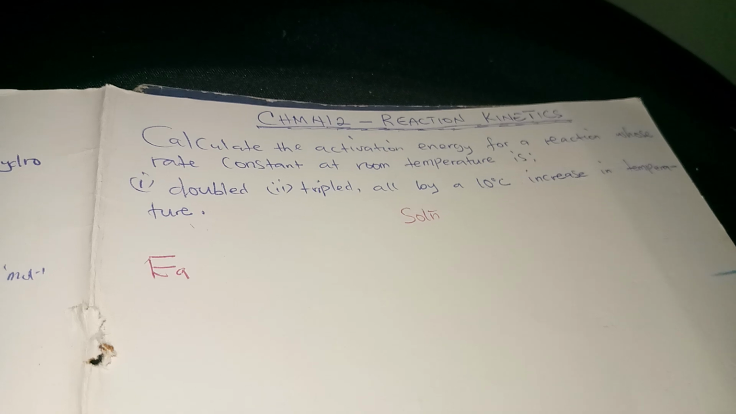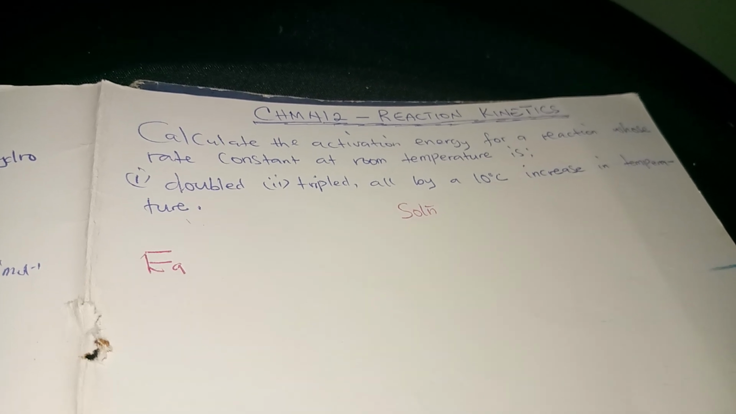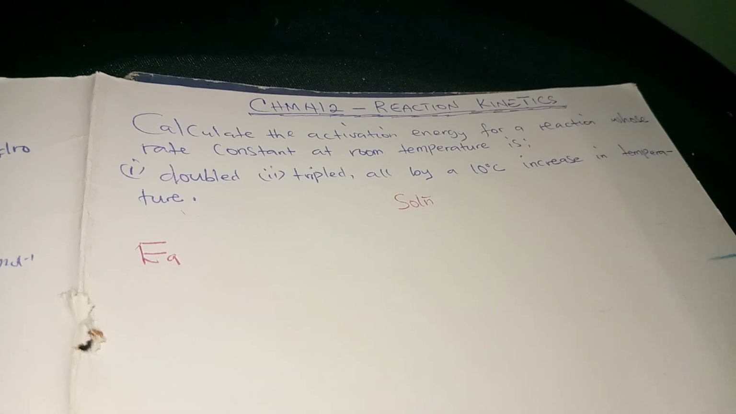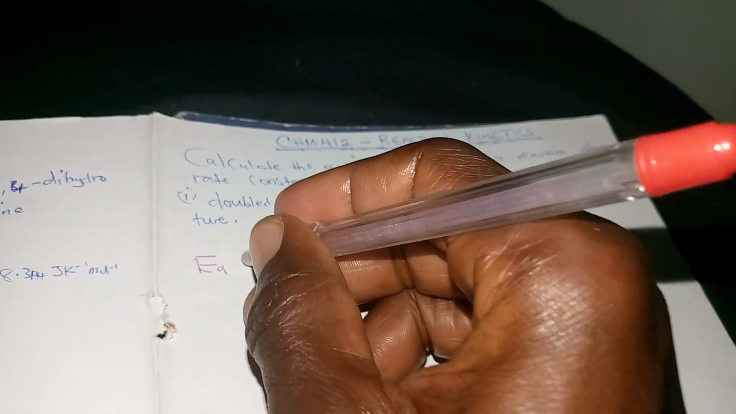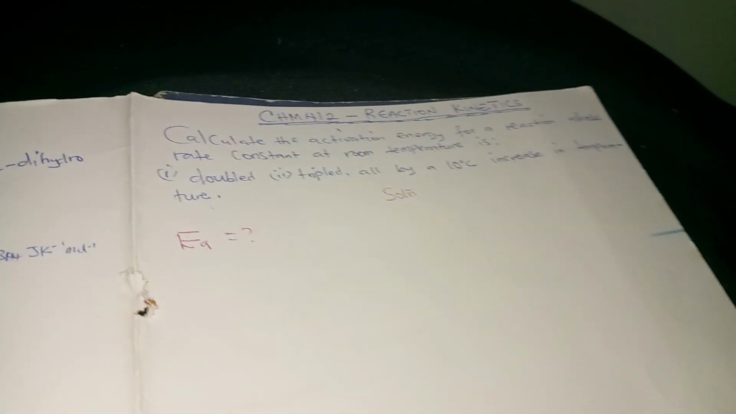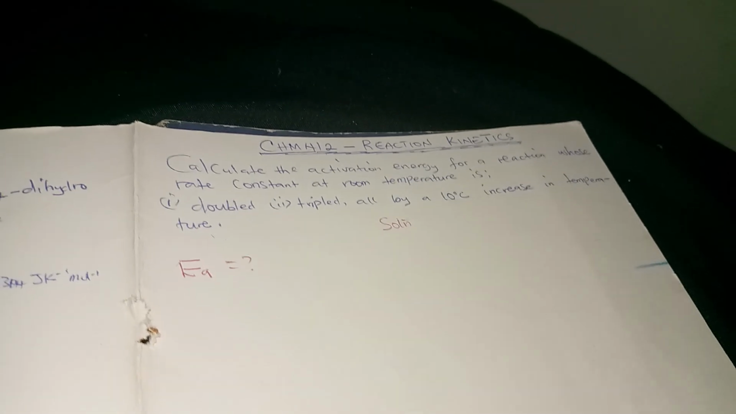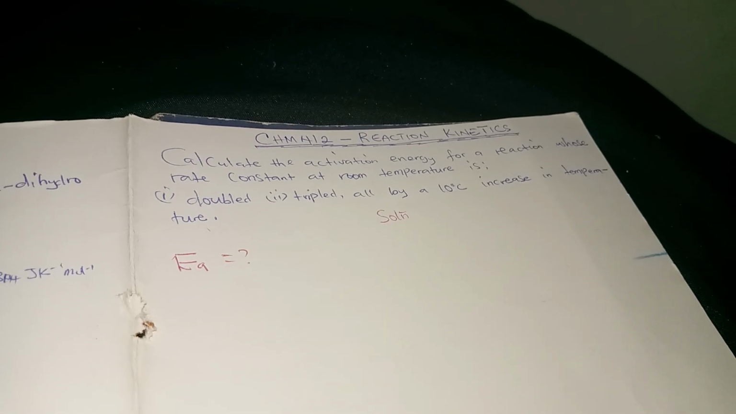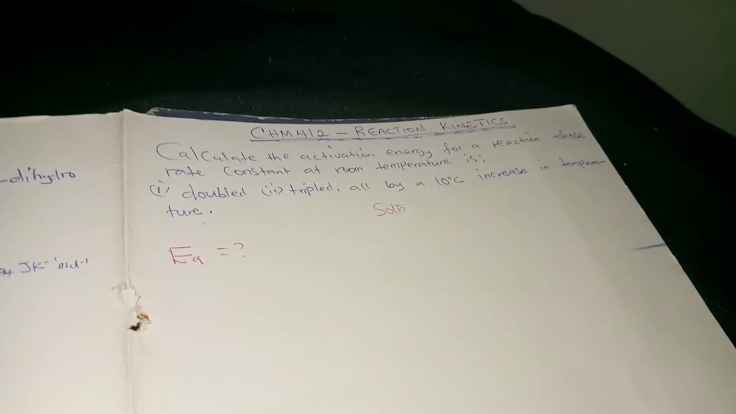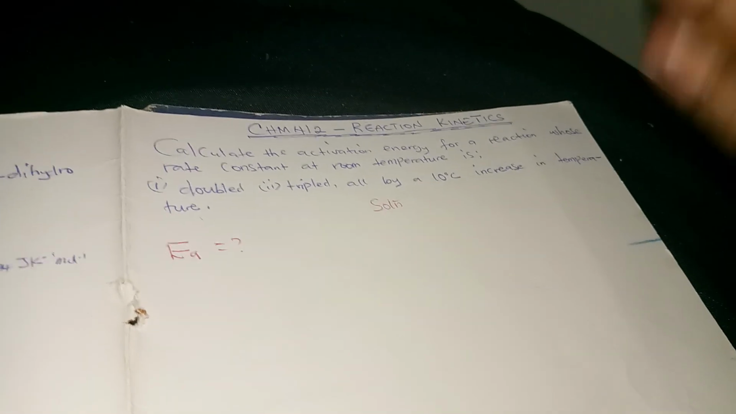Calculate the activation energy for a reaction. Now, activation energy in this case is not known. Since it is not known, I use a question mark. For a reaction whose rate constant at room temperature.